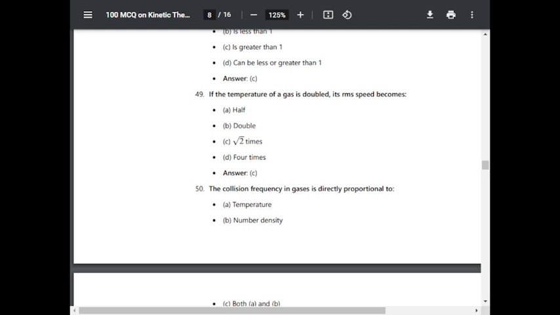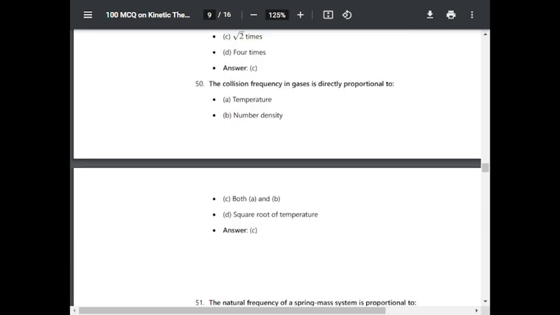Question number 50. The collision frequency in a gas is directly proportional to: option A, temperature; option B, number density; option C, both A and B; option D, square root of temperature. The correct answer is C, both A and B, that is temperature and number density. The collision frequency in a gas is directly proportional to temperature and number density.